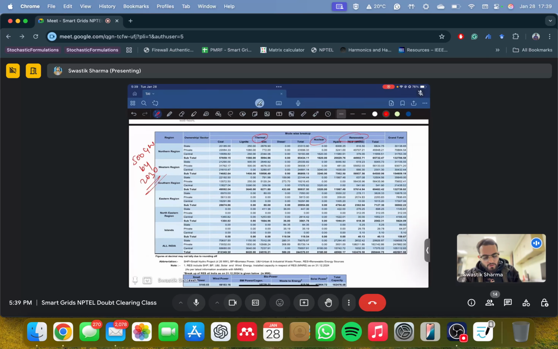So you see what the thermal and renewable breakup is for us. We don't keep nuclear in renewable because of obvious reasons, but nuclear is also a subset of renewable energy resource. Even hydro, we don't keep all of the hydro here. We only keep small hydro power plants, which are less than or equal to 25 megawatt.